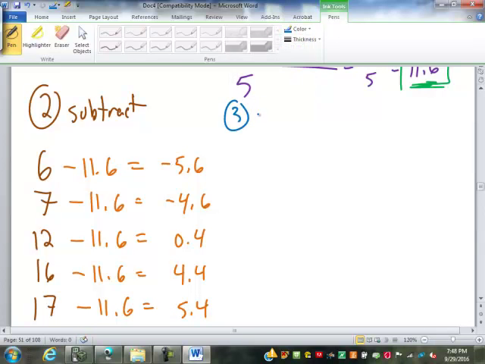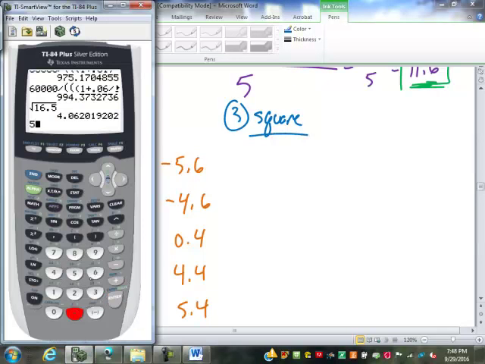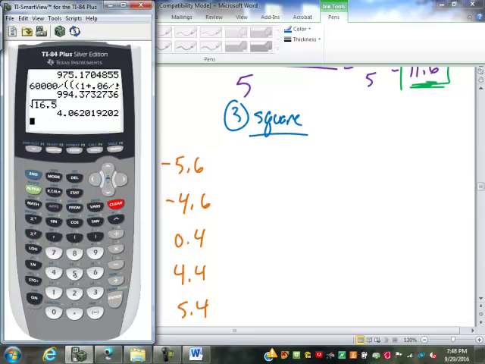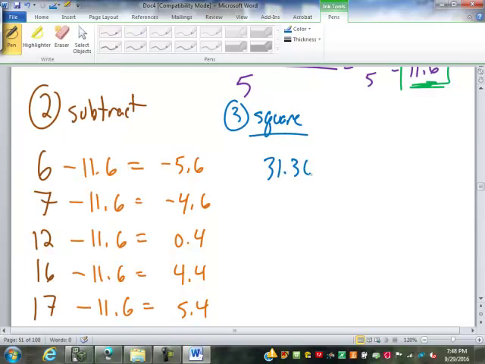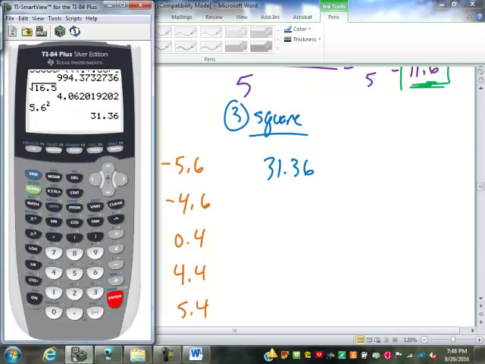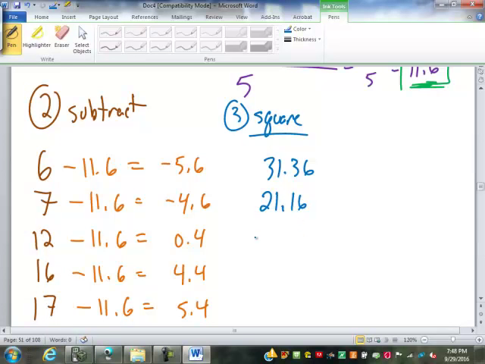Step 3, square each of them. Negative 5.6 squared. Notice I didn't bother putting the negative in because I know it's going to be positive. 31.36. Negative 4.6 squared, 21.16. 0.4 squared is 0.16. 4.4 squared is 19.36. And 5.4 squared, 29.16. Good.